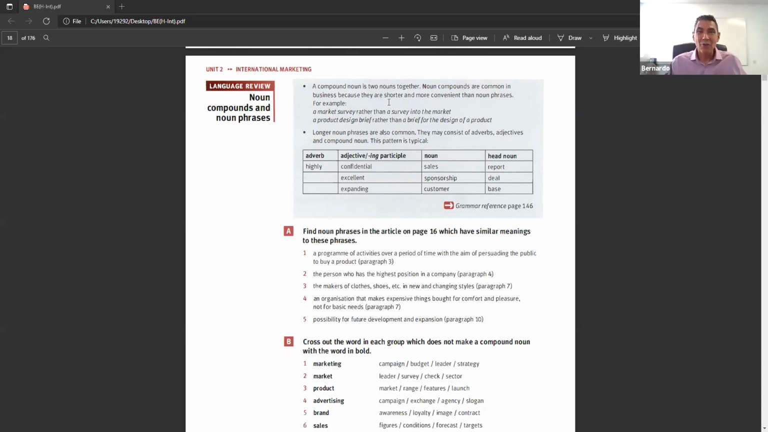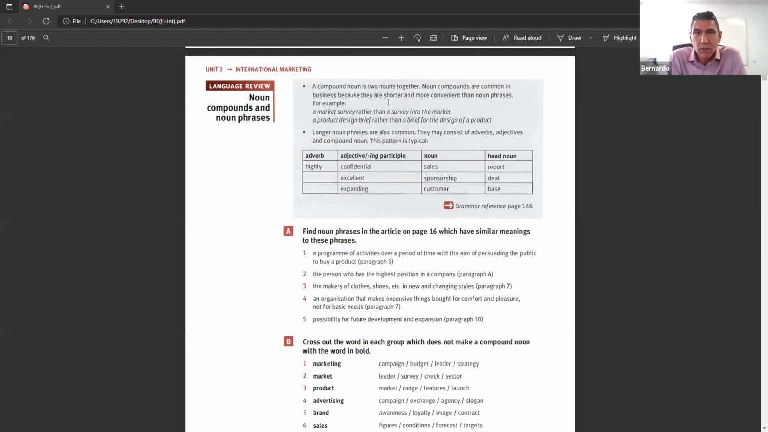See, all that verbiage, all those words I had to say, I shortened them and created an idea by using three words only, three nouns, right? Product, design, brief. So we do this in our everyday business talk. The next bullet point says longer noun phrases are also common, right?